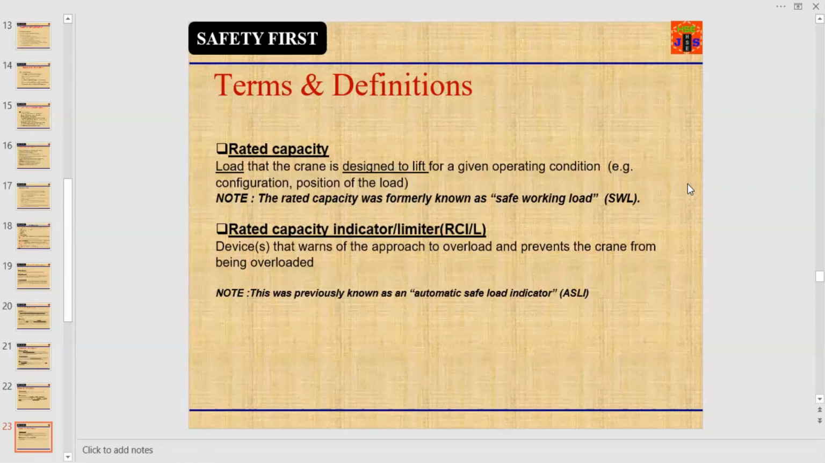Rated capacity indicator, limiter, or RCI, RCL: a device or devices that warns of the approach to overload and prevents the crane from being overloaded. This was previously known as an automatic safe load indicator.